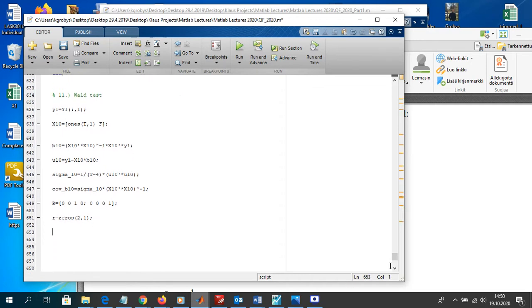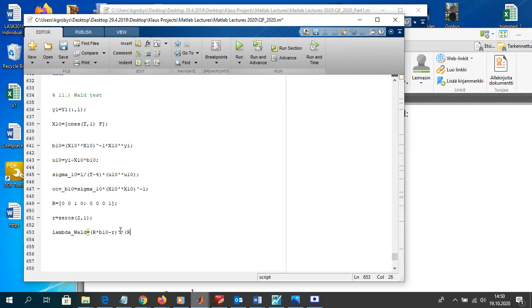So now we are ready. Now we can implement the Wald test. Let's call it lambda Wald, and that's simply given by our capital R times the point estimator, beta 10, minus our restriction, minus r. What we get is a 2 by 1 vector. We need to transpose it so that it becomes a 1 by 2 vector because we want to have a scalar, right?